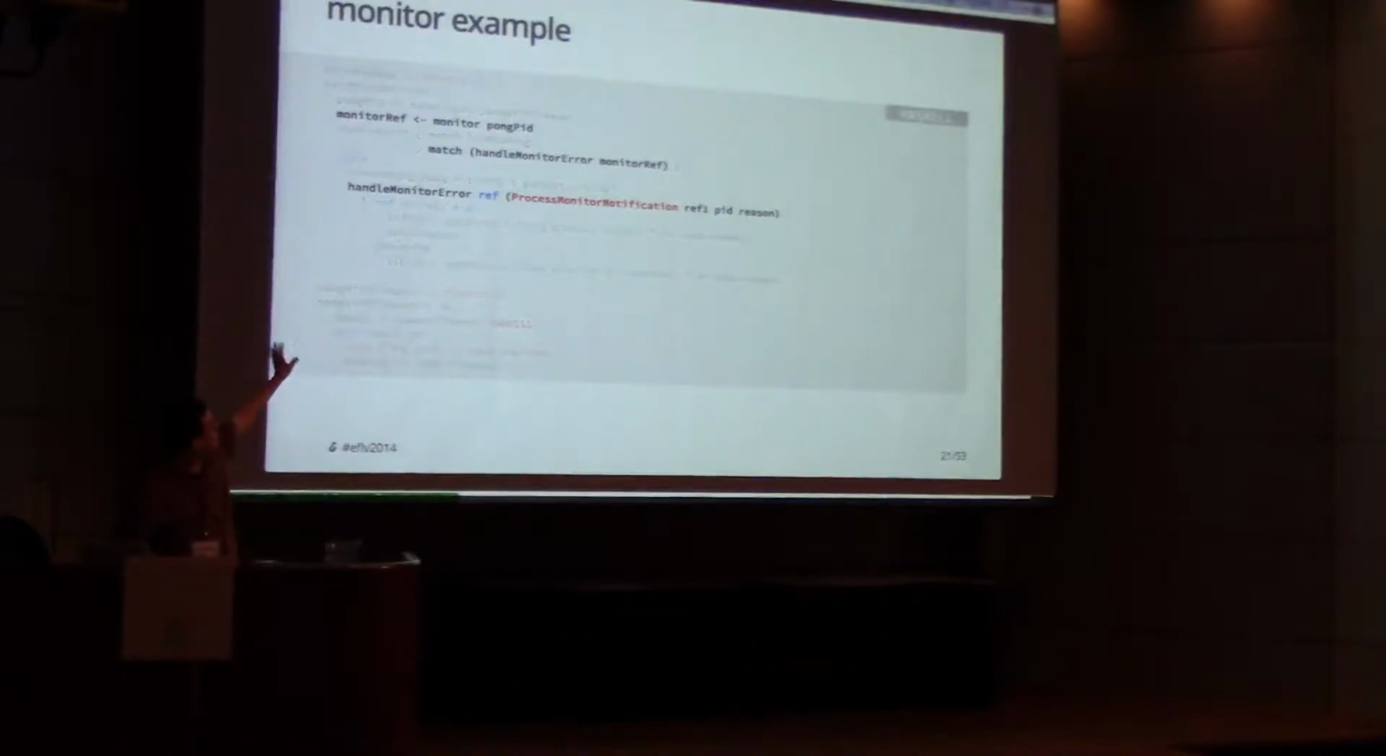Like if I have it here, this actor is monitoring the pong PID, and then it's doing a match with this function, handle monitor error, and receives the monitor wrap as a parameter.